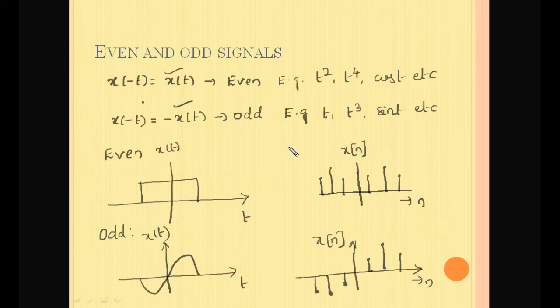One more point to remember is that any signal x of t is a combination of an even part, that is x e of t, plus an odd part, that is x o of t.